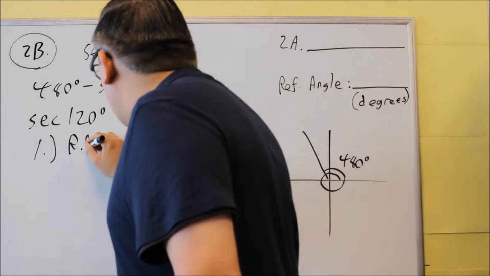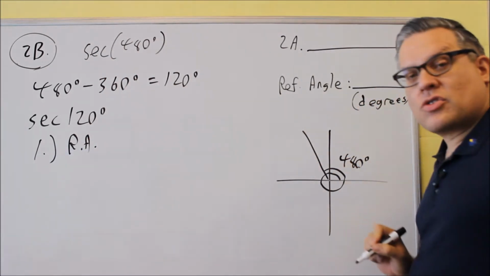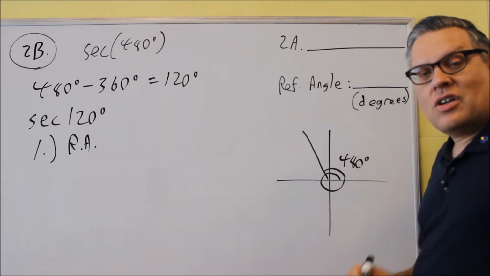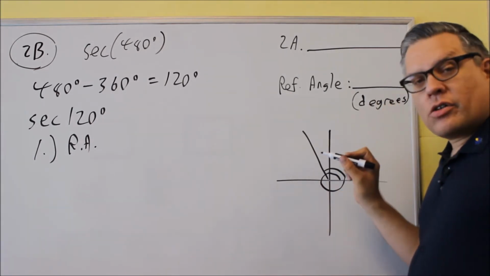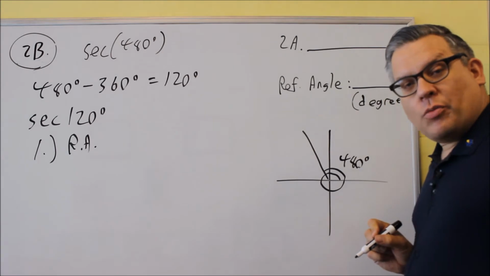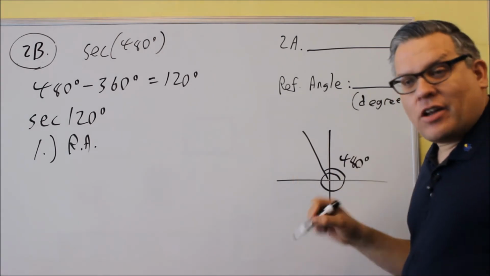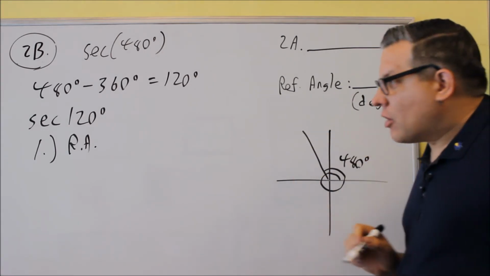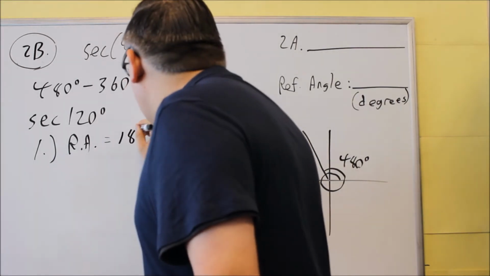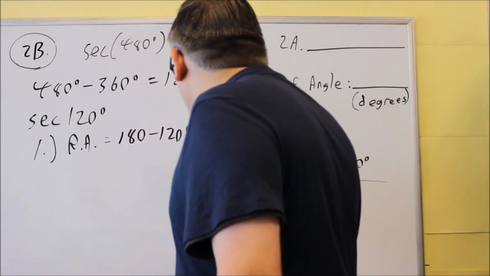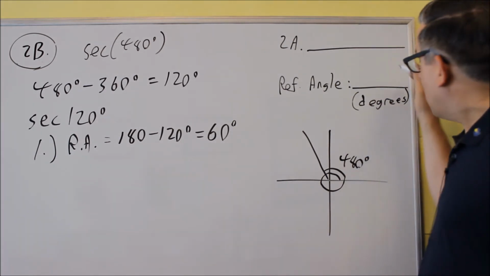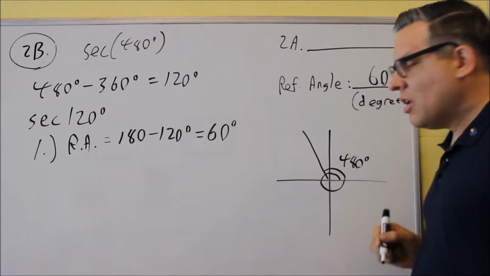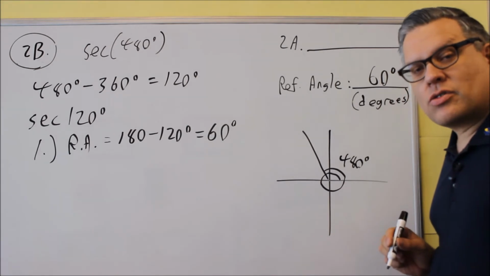For the reference angle, we have to get the correct formula. So again, make sure you have those reference angle formulas on your note card. In the second quadrant, the formula you use is 180 minus theta. So we're going to do 180 minus 120. We get a reference angle of 60 degrees, and the problem says degrees here, so we don't have to change that to anything. So the reference angle is 60 degrees.